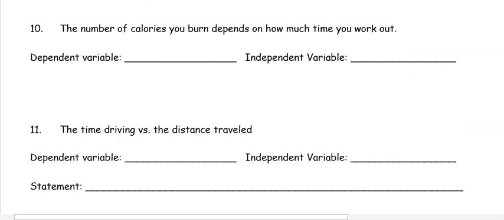Number 10 is written as a dependency statement because we have the words "depends on." So the number of calories you burn depends on how much time you are working out. Remember, it's dependent variable depends on independent variable. We also see that this involves time, and time is always an independent variable. So our independent variable is the time you work out, and the dependent variable is the number of calories you burn.